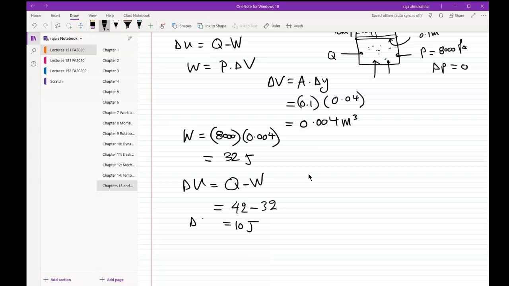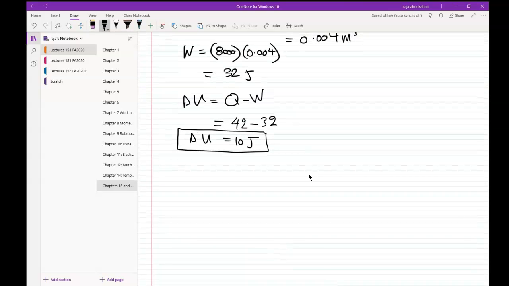So the internal energy gained 10 joules. In other words, that's how much heat has been absorbed by the molecules and the atoms of that gas. And as a result of that, the temperature has risen.